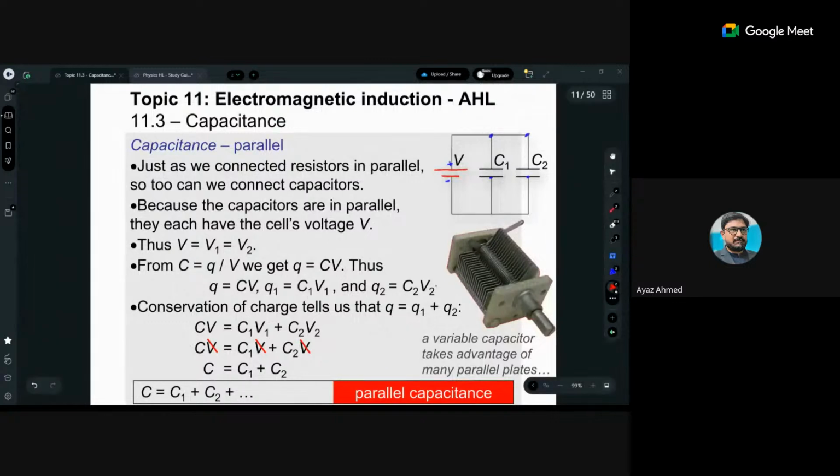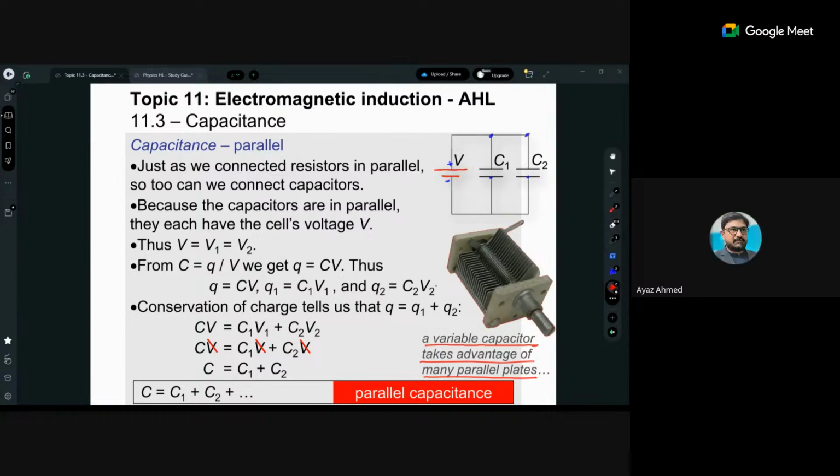In parallel plate capacitors, one example is called a variable capacitor, which has many parallel plates and is usually called a gang capacitor. It was basically used to tune radios manually in the old times.